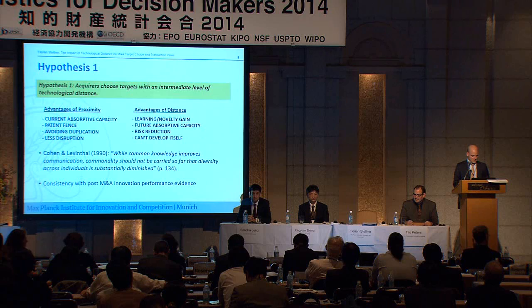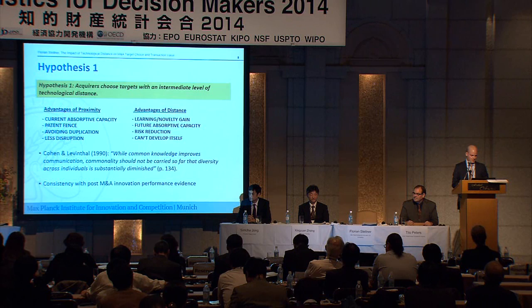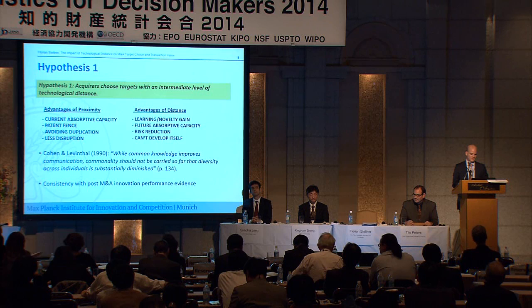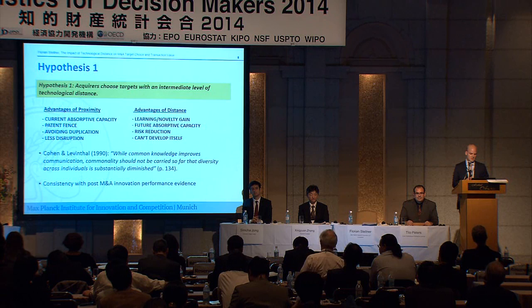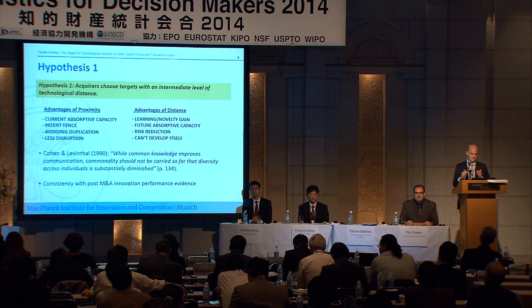And in addition to this theoretical perspective, there's also the second argument, which says that to be consistent with the post-M&A innovation performance evidence, which has just showed that there's a curvilinear relationship in terms of the post-M&A performance. So if the aim of an acquirer is to improve innovation after the M&A transaction, then it should also opt for a company which has an intermediate level of technological distance to itself.